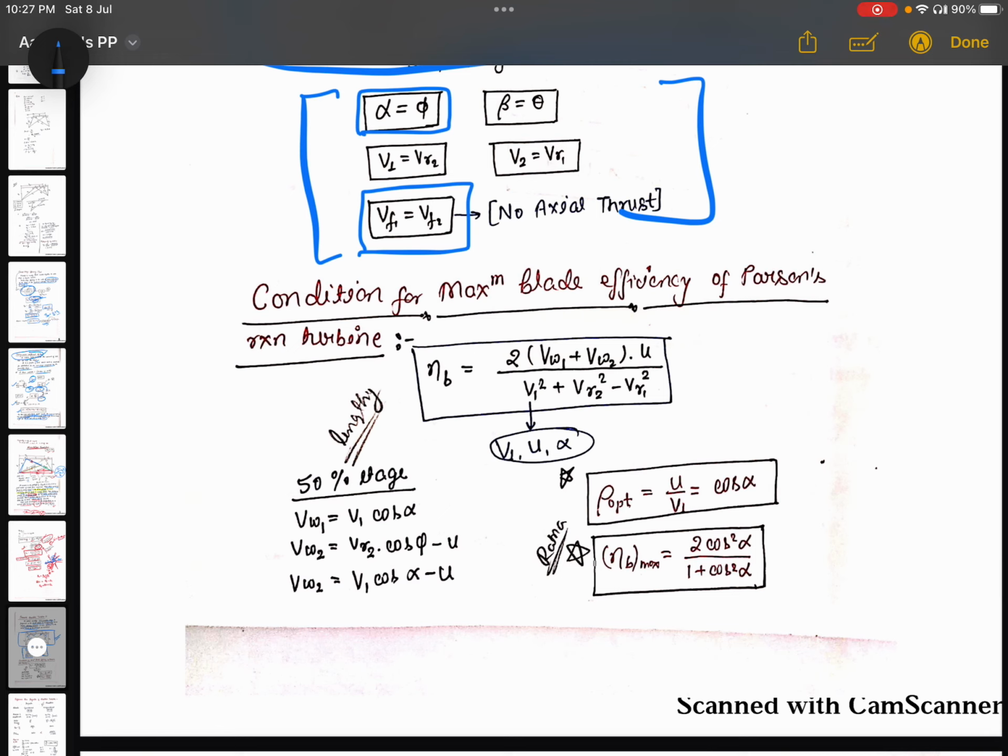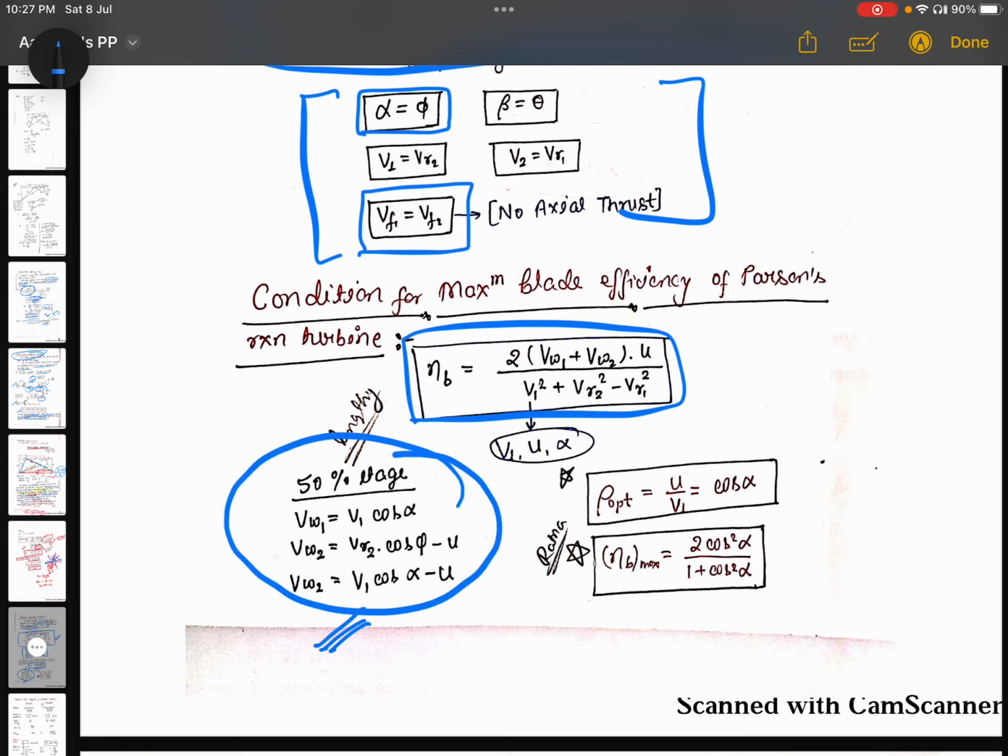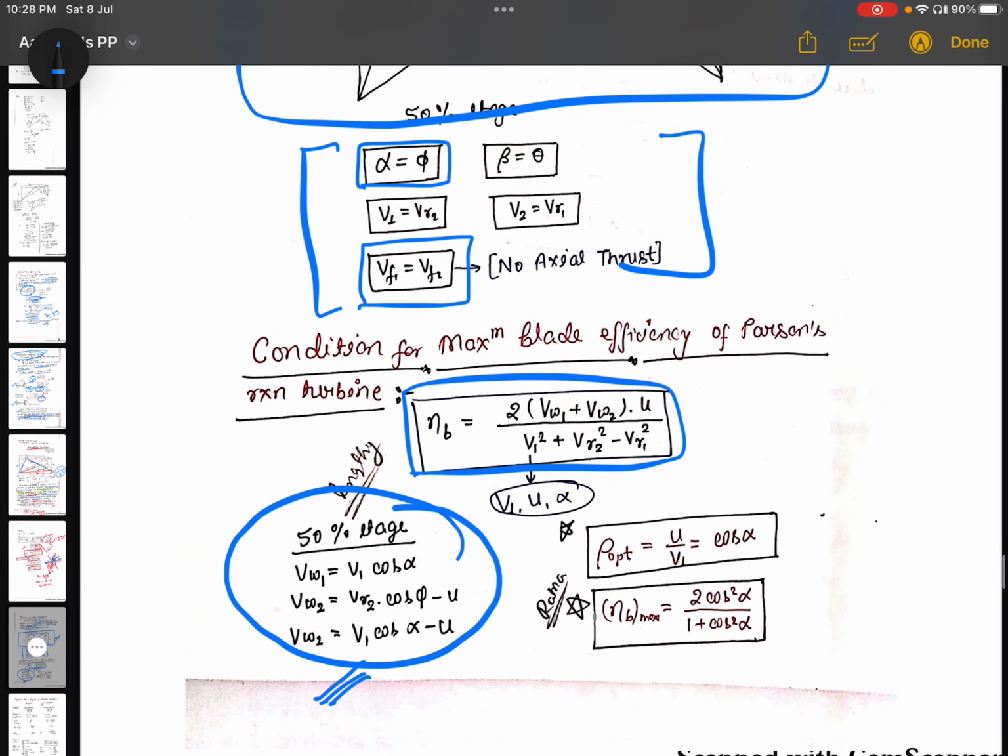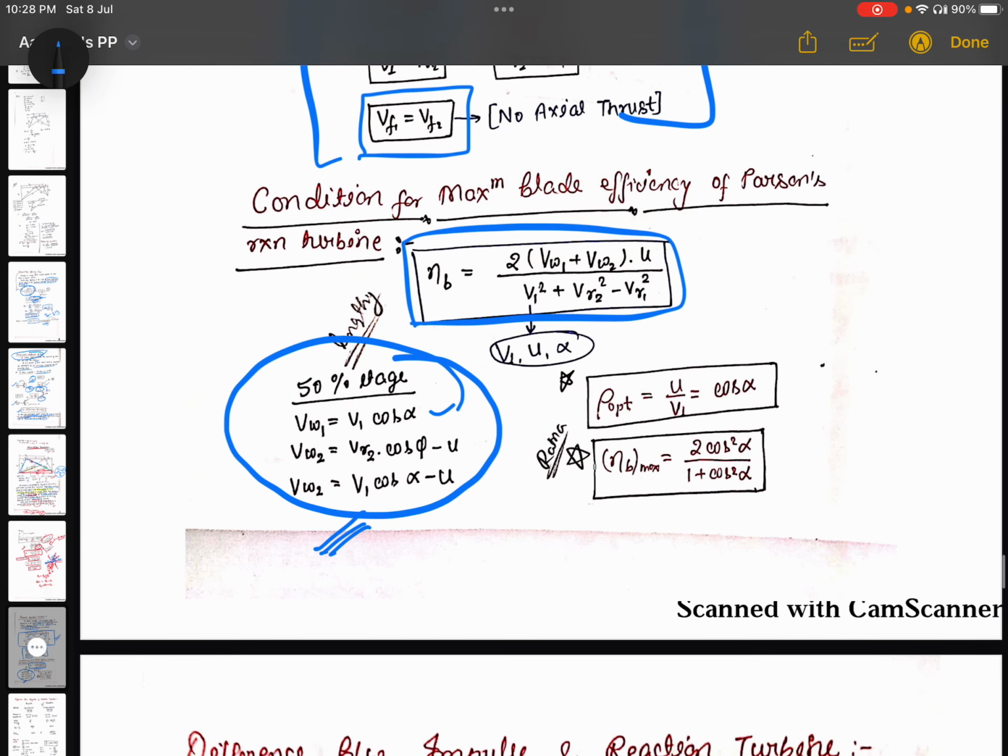Let's calculate the condition for the maximum blade efficiency like we have calculated in the impulse turbine. The blade efficiency we have got this. Now to find the maximum blade efficiency, we have to convert all these manipulations: VW1 we can get from the diagram, V1 cos alpha, like we have done in the case of the impulse turbine. Similarly, VW1 is equal to V1 cos alpha, VW2 is equal to VR2 cos phi minus U, and VW2 is equal to V1 cos alpha minus U.